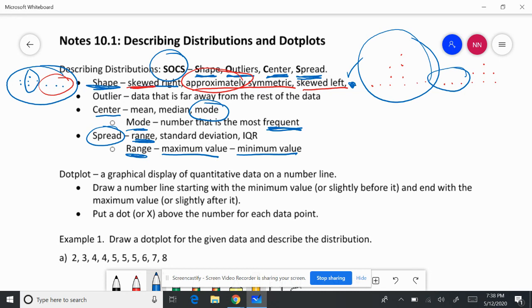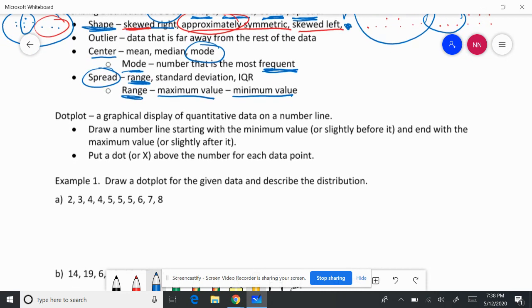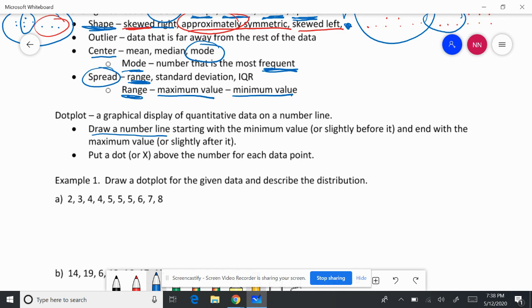The second thing that we're going to do today is graph a dot plot. What a dot plot is, we draw a number line. We start with our minimum value, and then we end with our maximum value. And we can either put dots or X's. I've seen it both ways. I personally like the dot better, but if you want to put an X, that means the exact same thing.